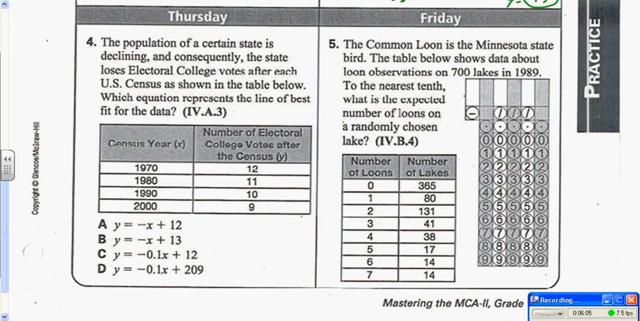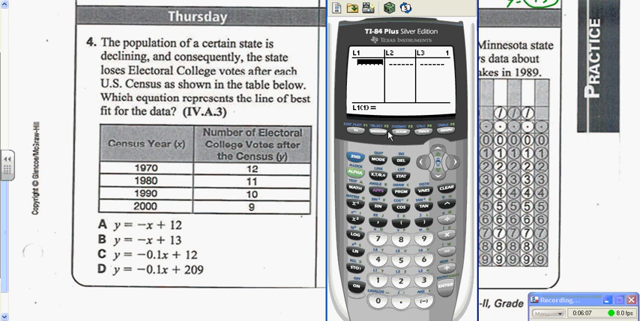To do this question, I'm going to use a TI. I'm going to go to Stat. I want to edit a list, so I'm going to enter. I'm going to put 1970 in for the first one, 1980 for the next one, 1990, and 2000.